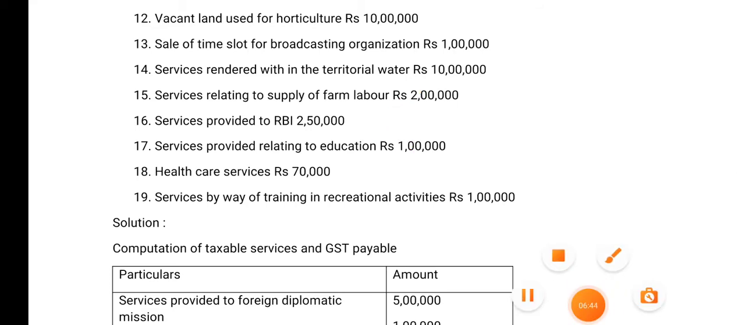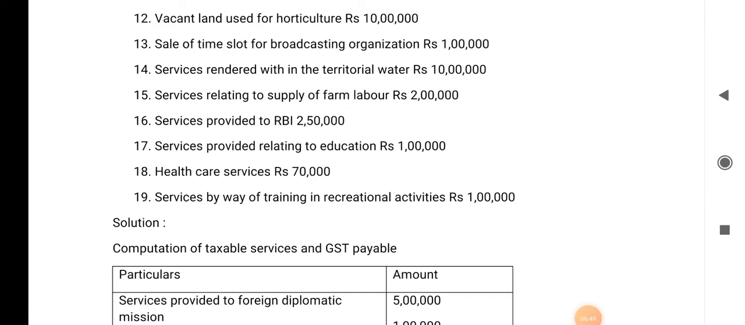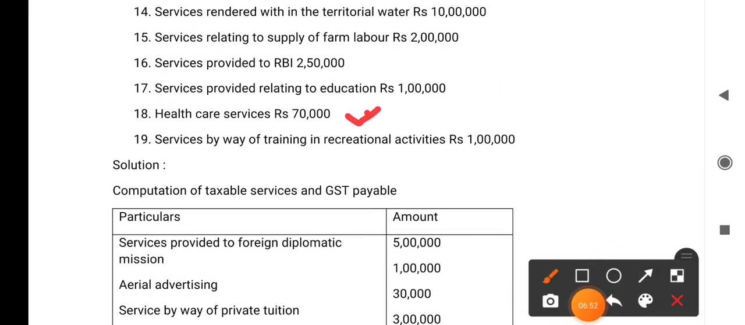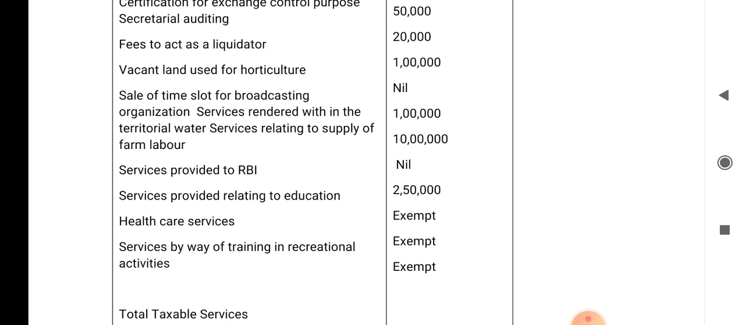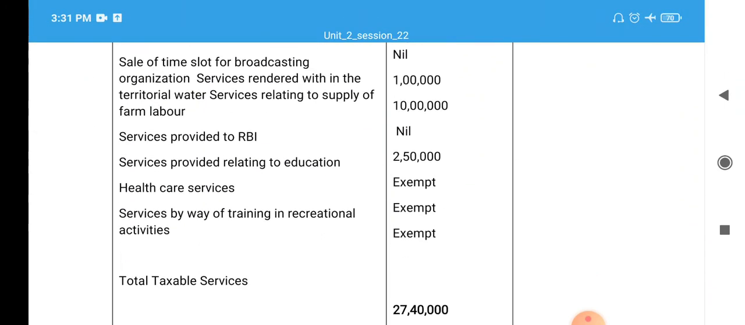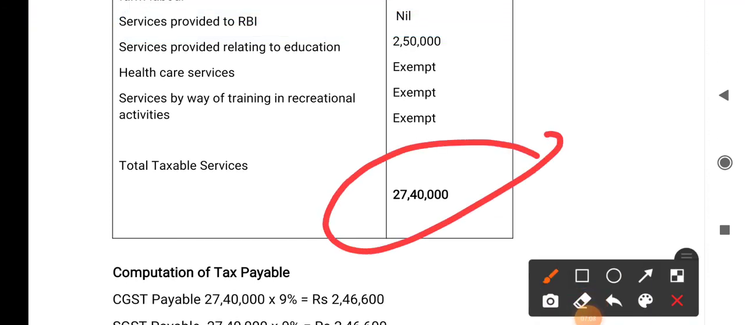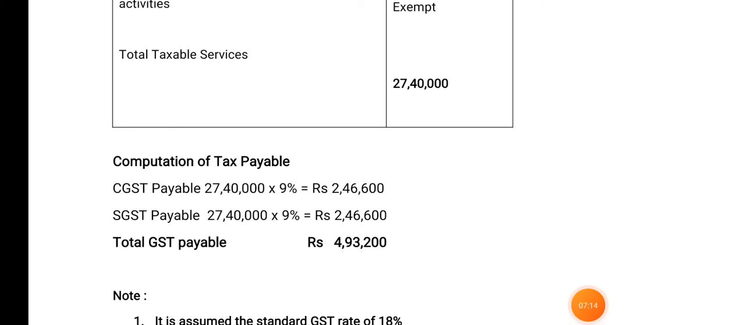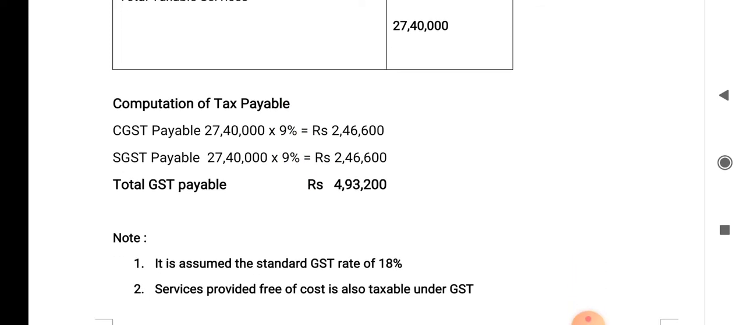Services provided relating to education is exempt from tax, right? Yes. Then healthcare services is exempt from tax, right? Services by way of recreation activities is taxable. So, after considering this, we have taken all these points over here and we have added the total taxable services amounted to rupees 27,40,000. This is the value of taxable services, and the rate of GST we assume that it is 18%. So, CGST 9%, SGST 9%. So, 4,93,200 will be the total GST payable.